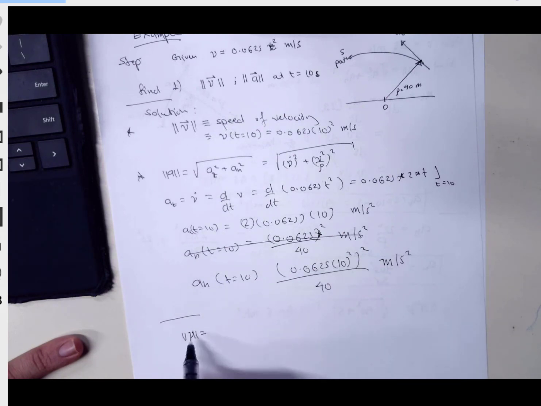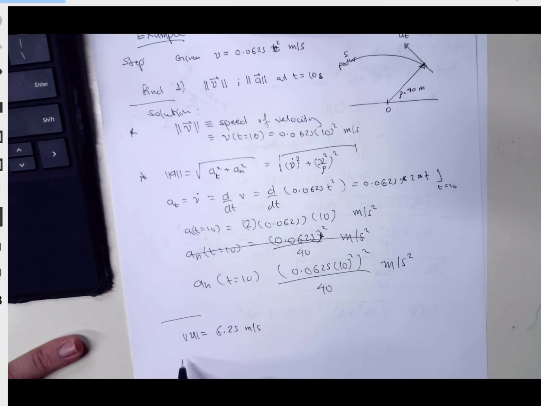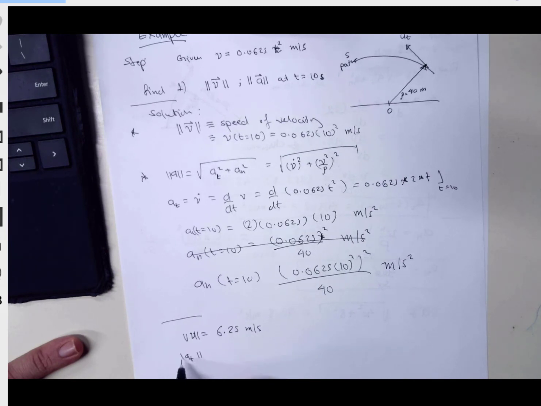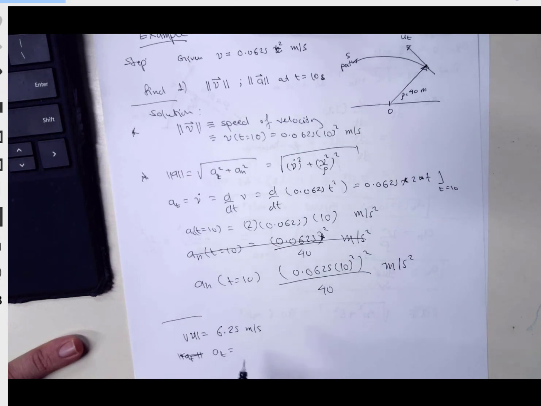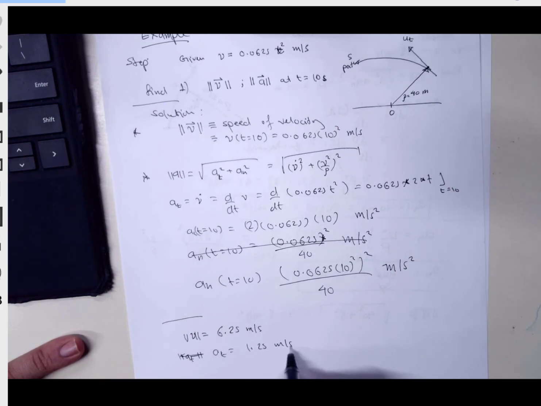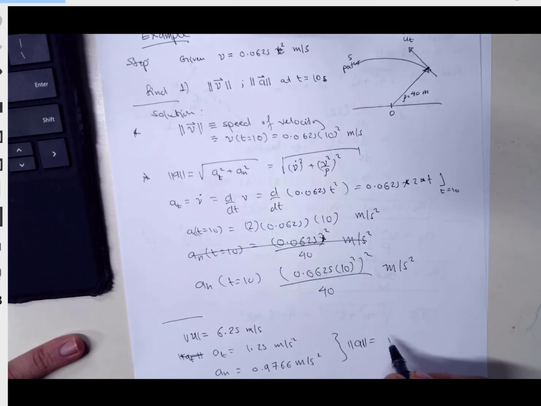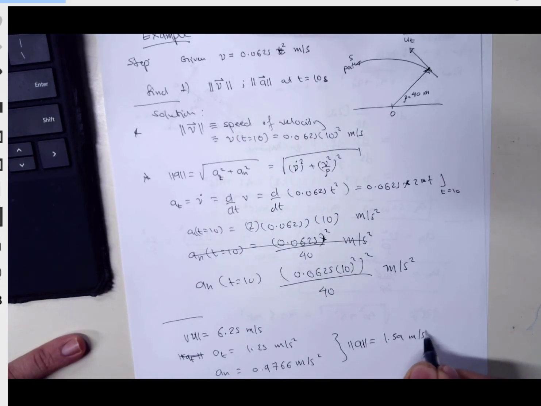Simplifying and calculating these numbers, the speed magnitude is 6.25. You can try it at home. It's going to give you the tangential component at time equal to 10 to be 1.25 meter per second square, and the normal will be 0.9766 meter per second square. And from these two you can calculate the magnitude, and that's going to be 1.59 meter per second square.